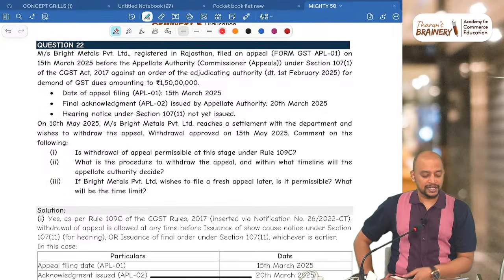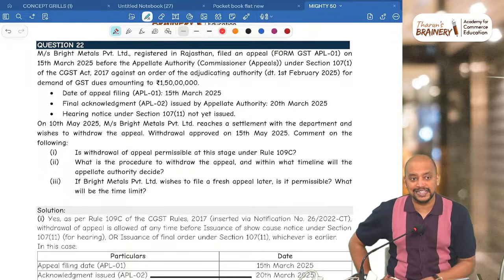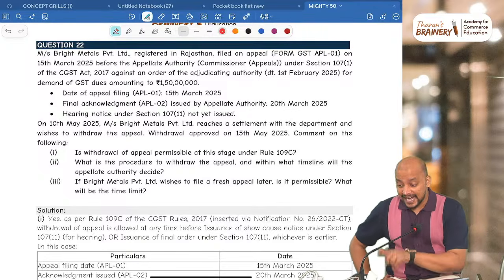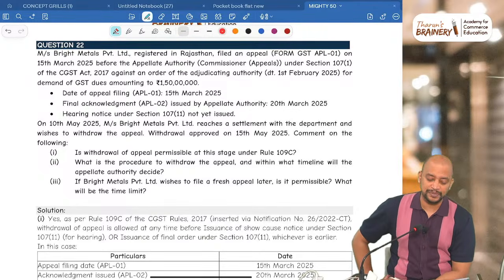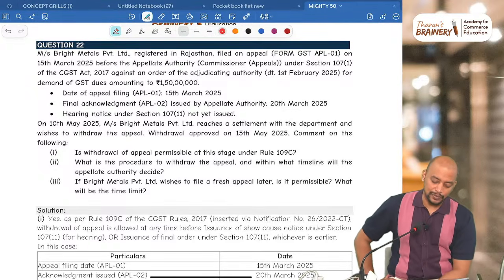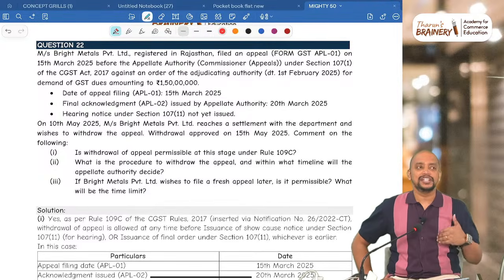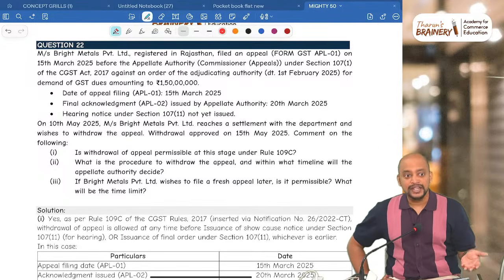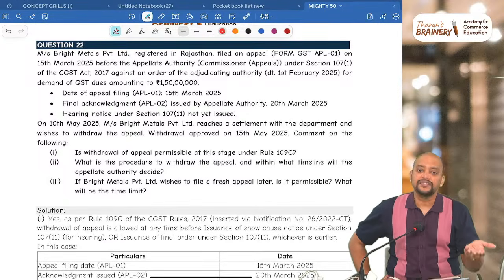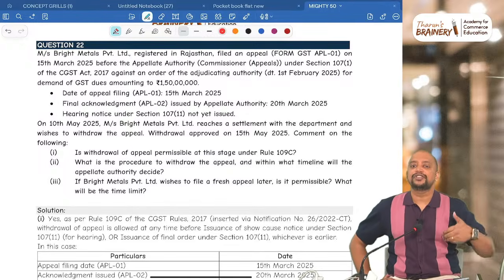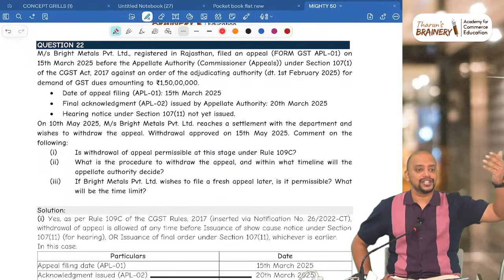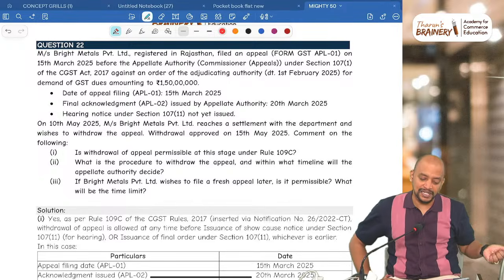Comment on the following. Again, this concept is not tested in exam, related to withdrawal of appeal and again filing appeal. This is an interesting concept. See, is withdrawing of appeal permissible at this stage under rule 109C? See, at any time before issuance of notice for hearing. So usually when the appeal is filed by one party, they will be giving a notice for hearing. So before that notice for hearing, we can withdraw the appeal, either before the appellate order or before the notice for hearing. So we can withdraw the appeal in this case.